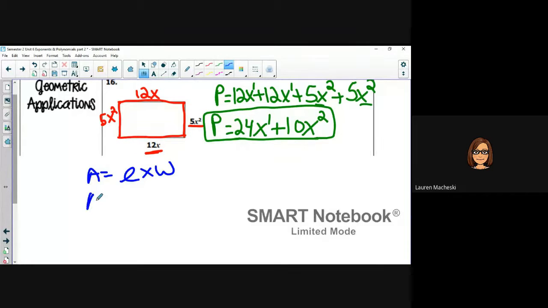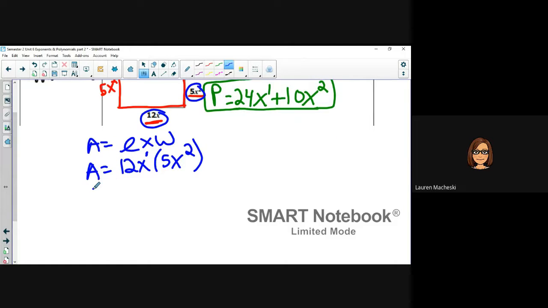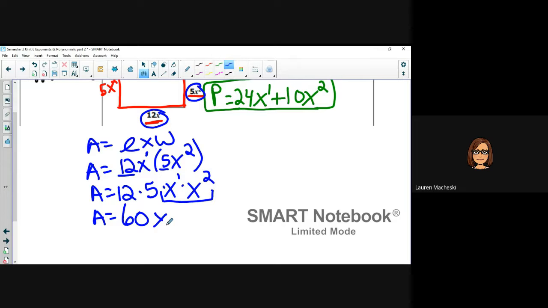So if I go ahead and take this times this, I have 12x times 5x squared. Put a 1 here. Remember, coefficients with coefficients, x's with x's. So I have a 12 and a 5. X to the first times x squared. And then I can finish it out. What's 12 times 5? What does that give me? 60. X1 times x2. Remember, if you're multiplying like bases, you keep that base.